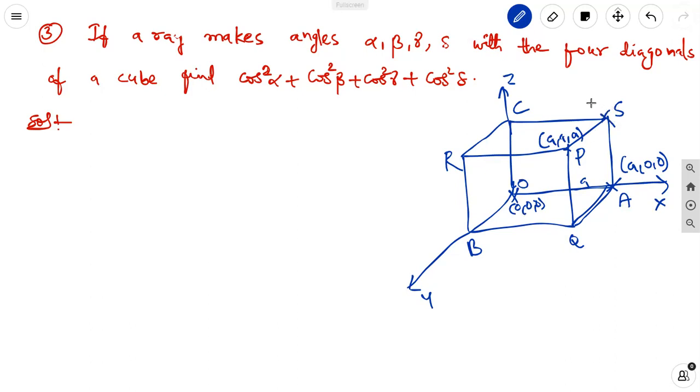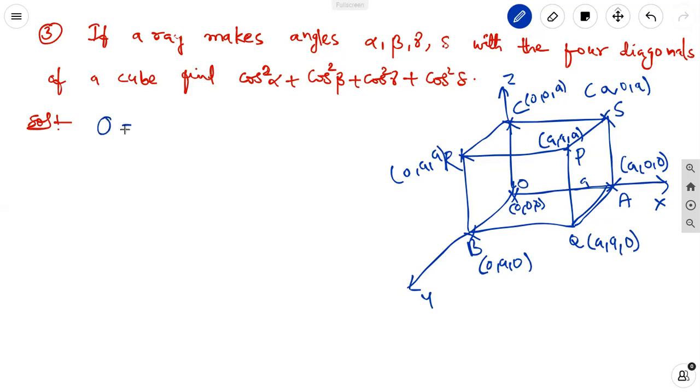S is in the xz plane, A 0 A. C is 0 0 A. R is in the yz plane, 0 A A. On the y-axis, 0 A 0. In the xy plane, Q point is A comma A comma 0.